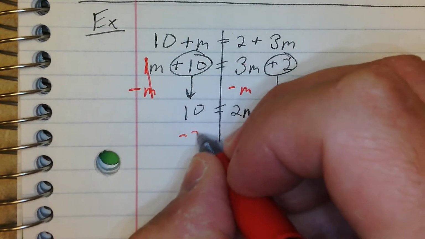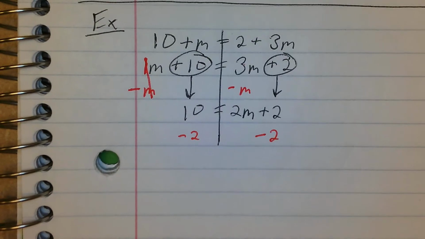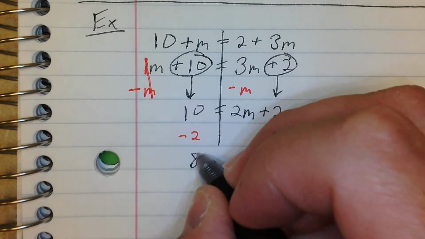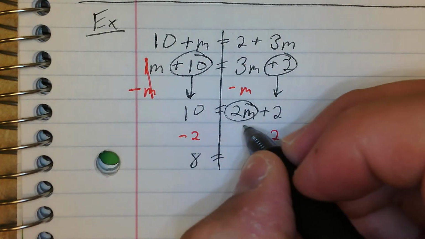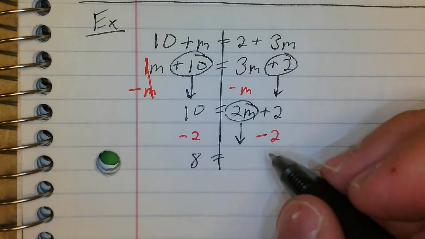What I do to one side, I must do to the other. Okay, 10 minus 2 is 8. Nothing's happening to the 2m, so we bring it down.